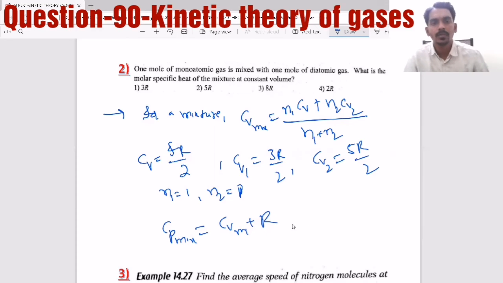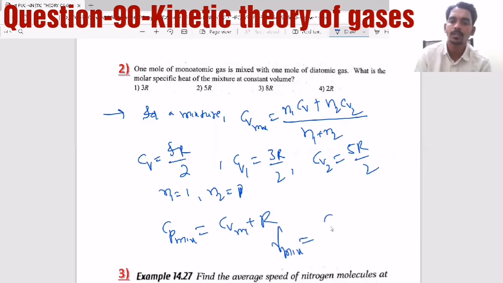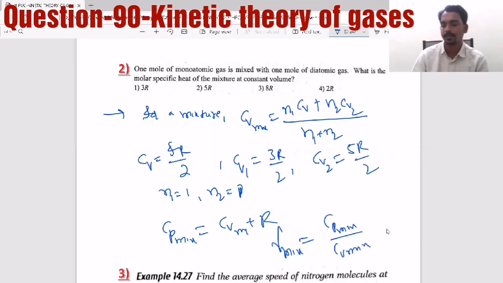Here, what is the molar specific heat of the mixture at constant volume? Only CV mixture they are asking. So if they ask CP mixture, you can find this. Or sometimes they can also ask gamma mixture, where it will become CP mixture by CV mixture. So this kind of question they can ask based on the mixing of gases.